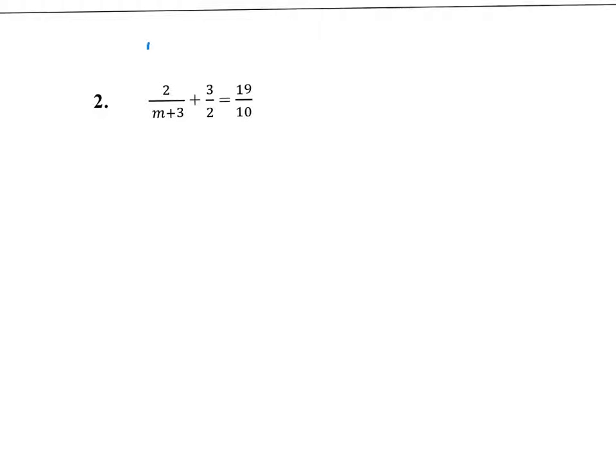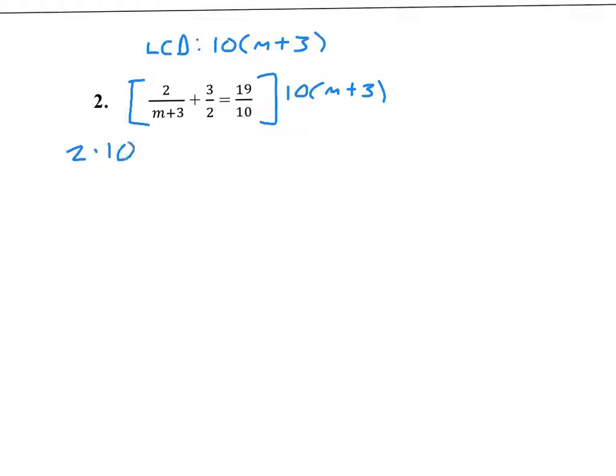For number 2, our LCD is going to be, so 2 and 10 both go into 10. And we also need to include m plus 3. Okay, so first fraction, m plus 3 cancels out, and we're left with 2 times 10, plus second fraction, we have 10 divided by 2 makes 5, so we have 3 times 5 times m plus 3.